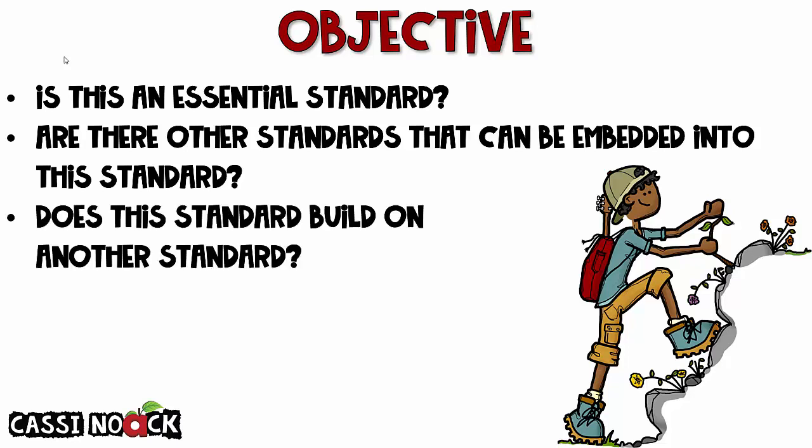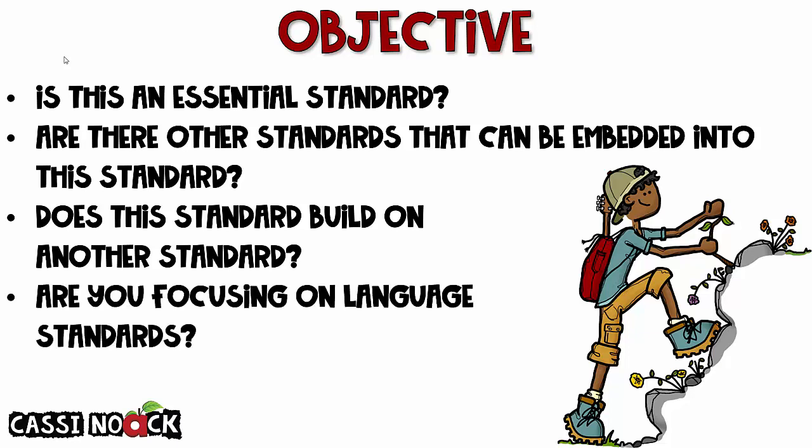Another thing to think about is whether the standard builds on other standards. Thinking about this helps create a logical flow from one activity that you plan to another. And finally, are you focusing on language standards? If your school is, decide which ones: vocabulary, social interactions. If you don't intentionally think about these, you won't make them a part of the learning path.